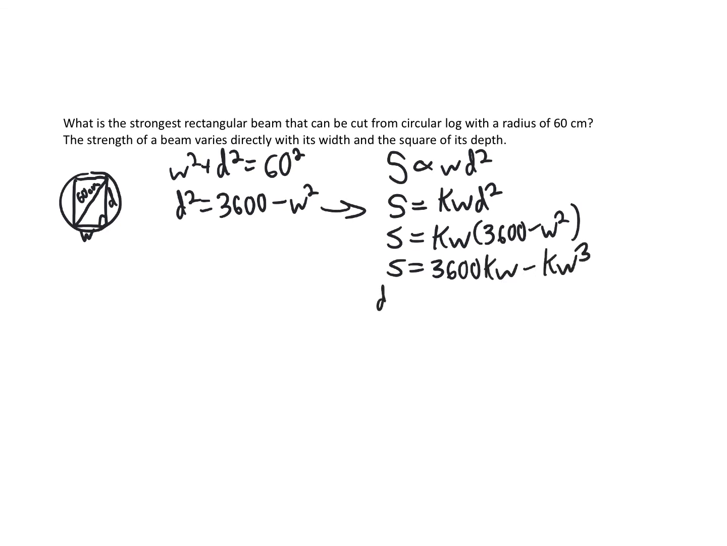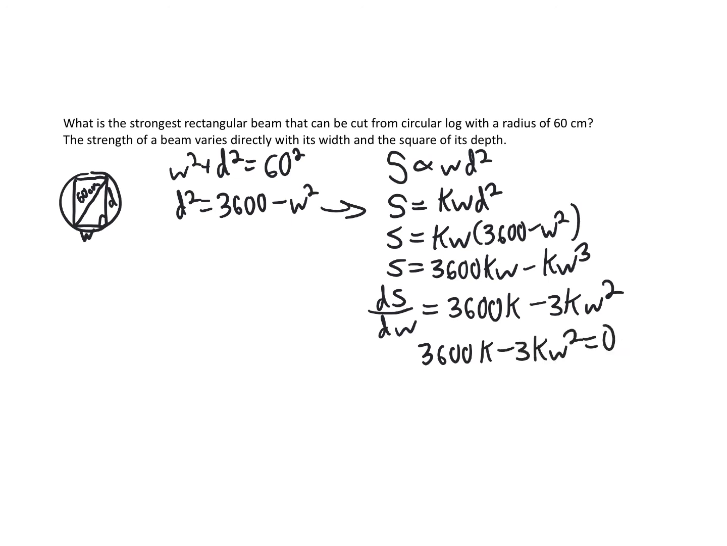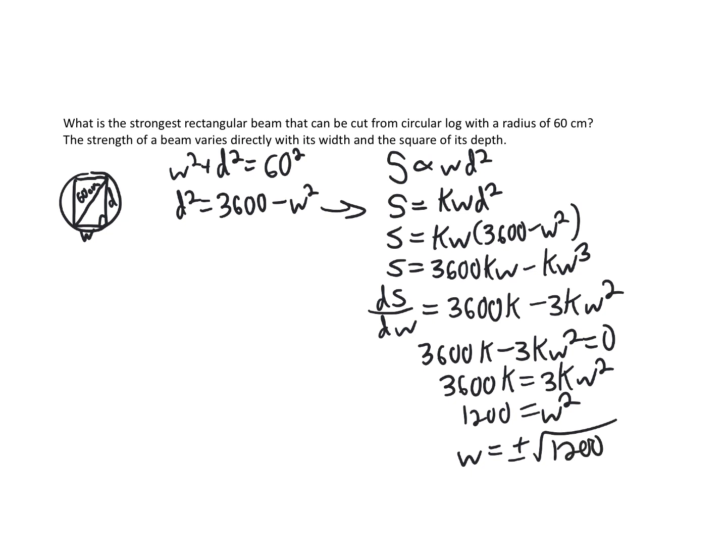Now we can take our derivative with respect to w. Set it equal to 0. And start solving. Here we can divide both sides by 3k. And as I said, that k divides out. Now w will be the square root of that. But we know that w has to be a positive value.